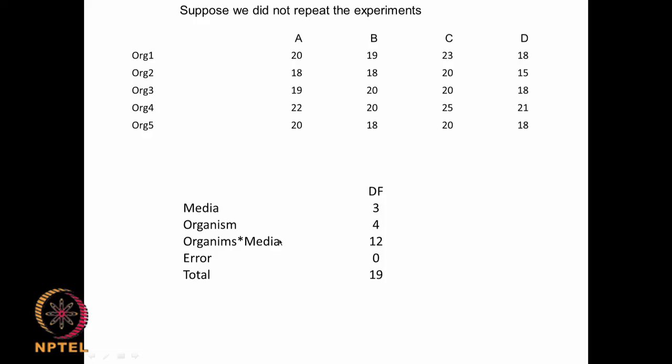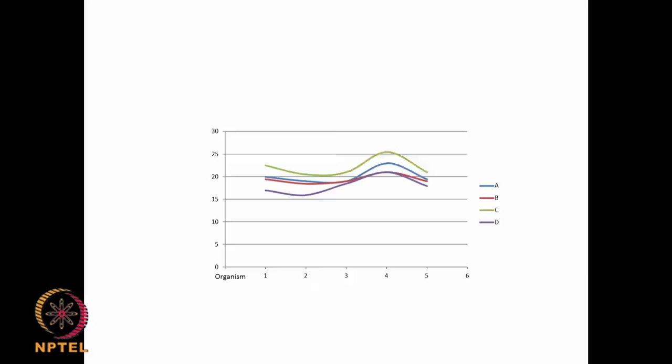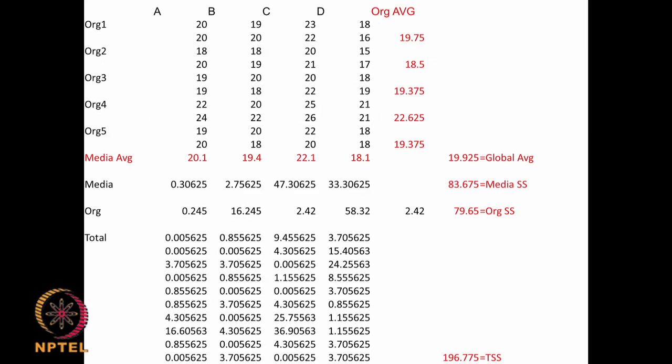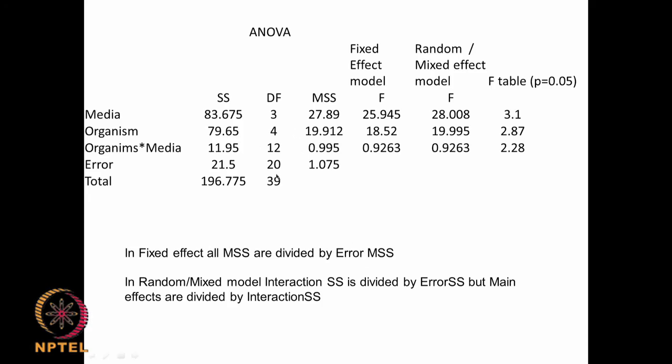Say either you call this error, then you cannot study interaction because you have only 19 degrees of freedom. So if you repeat the whole lot, like in the previous case I showed you, what do we have? We have 40 data points, so obviously your total is 39, media remains the same 3, organism remains the same 4, organism into media interaction becomes 12, so obviously error 12 plus 4 is 16 plus 3 is 19, 39 minus 19 is 20. You understand. So this problem also shows you the importance of replicating the experiment.